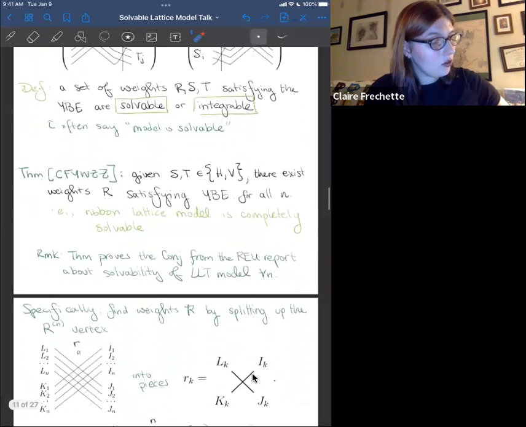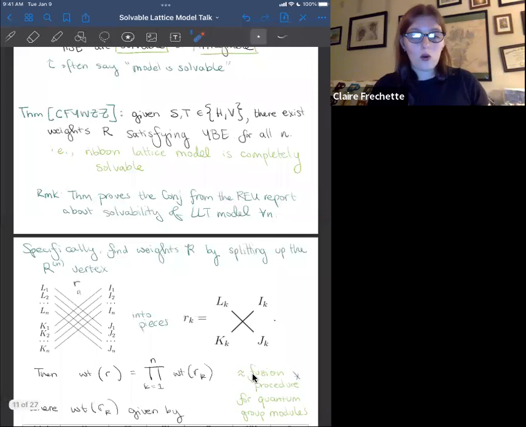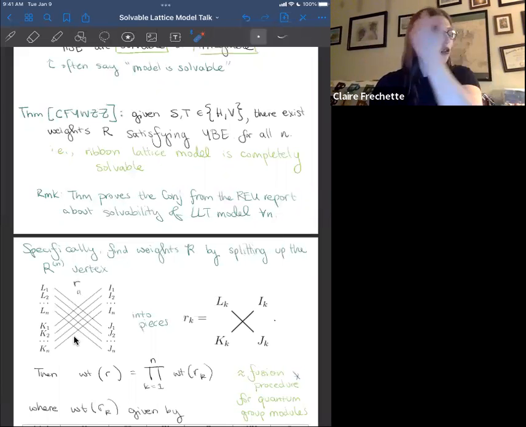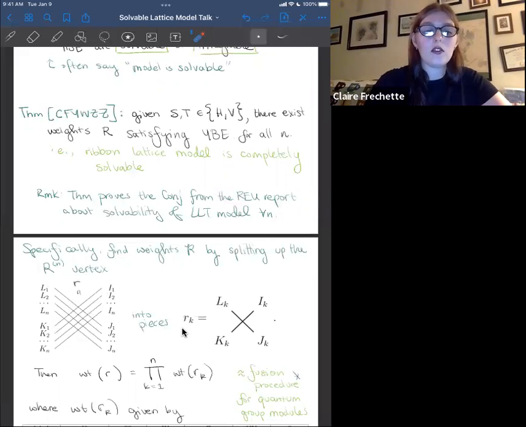And the way that we're going to get solvability of this is via a fusion procedure. So we're going to take the R vertex that has n strands, because I had to connect it to n horizontal strands, and I'm going to split it up into pieces, pair of strands by pair of strands. So I take the top piece, I split it off, and so on and so forth down the vertex into these little pieces R_k. And then I say the weight of the whole vertex is the product of the weights of the pieces. So this corresponds to the fusion procedure you get when you take tensor products of quantum group modules.